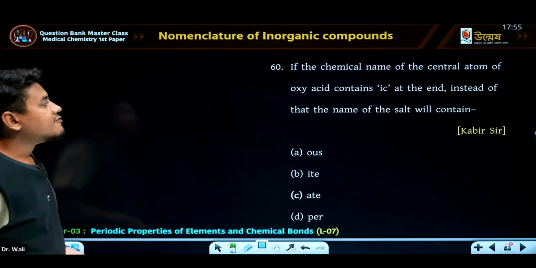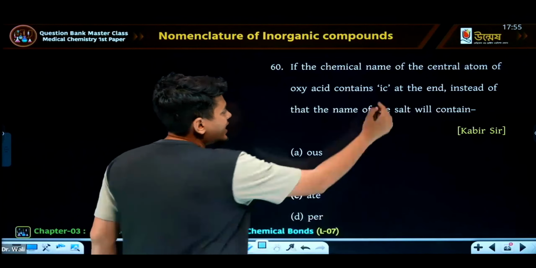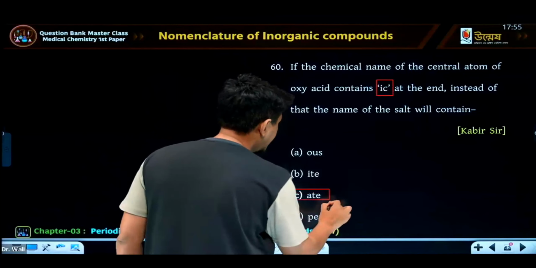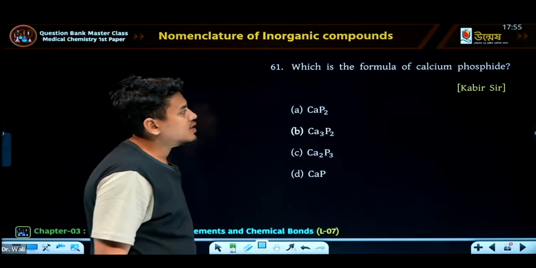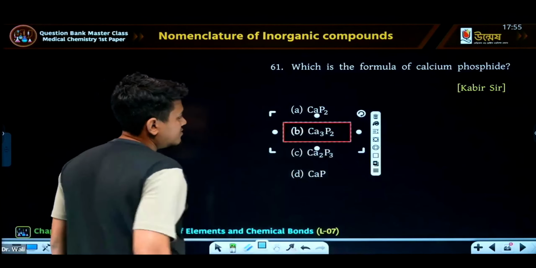If the chemical name of the central atom of an oxyacid ends in -ic, instead of that the salt name becomes -ate. For -ous, it becomes -ite. For -ic, it becomes -ate. Which is the formula of calcium phosphide? So this is certainly this one.